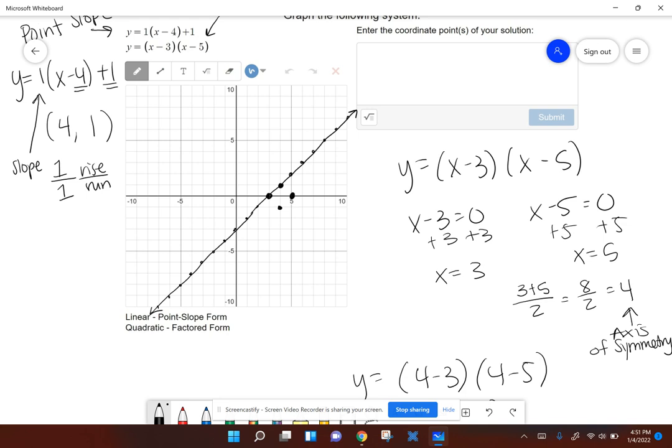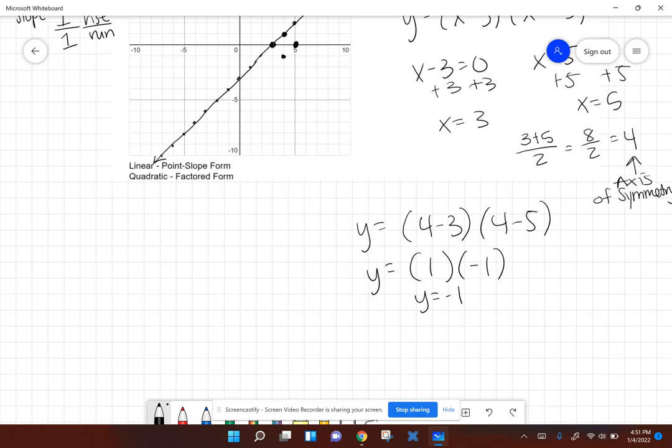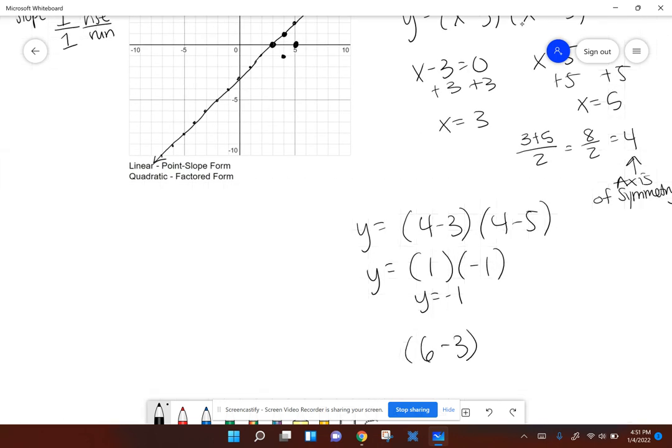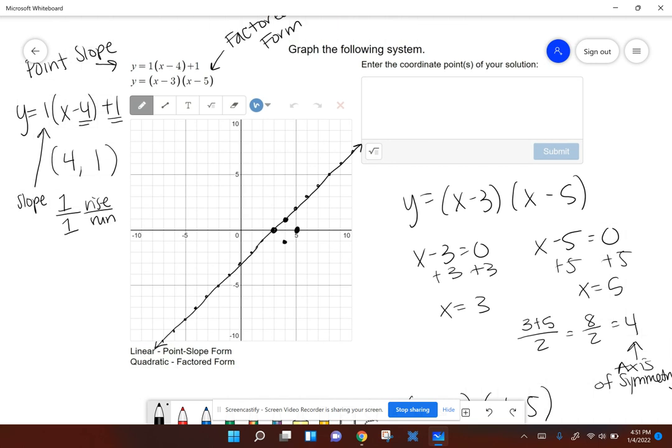If we want to find another point, we can find one just to the other side of these, so I could go ahead and plug in 6. 6 minus 3 is 3. 6 minus 5 is 1. 3 times 1 is 3. So this is the point 6, 3. And I can do that on both sides.